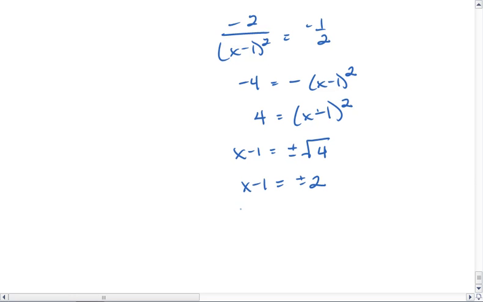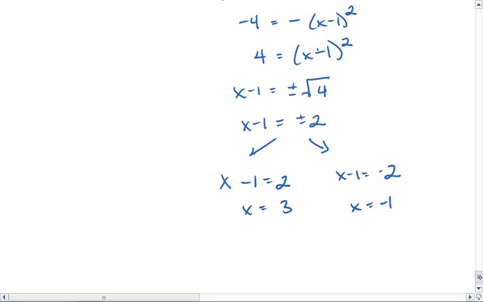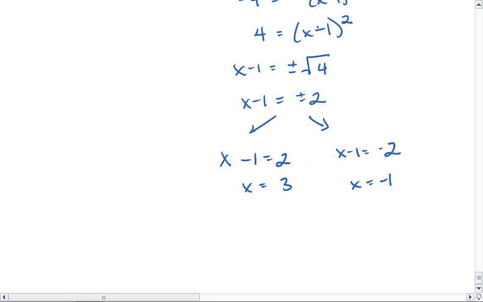With x minus 1 equals plus or minus 2, we split this into two equations. We get x minus 1 equals positive 2, and x minus 1 equals negative 2. So either x equals 3 or x equals negative 1. These are the 2 points on f of x that have the slope negative 1/2, which means we're going to have 2 tangent lines for our answer.